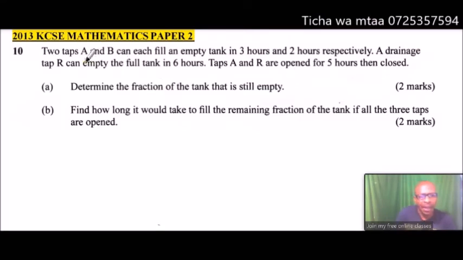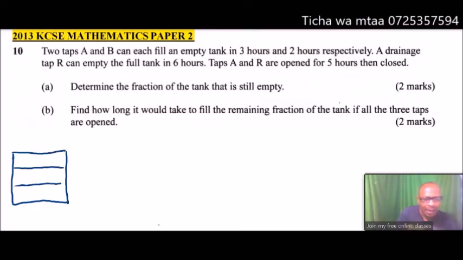Now, we are told tap A fills the tank in 3 hours, tap B fills the tank in 2 hours. What that means is that if we draw a sample tank here and we divide it into 3 equal parts, it means tap A, this is 1 hour. It will fill a third of the tank, another hour, and this is the third hour. So in 1 hour it will fill a third of that tank.